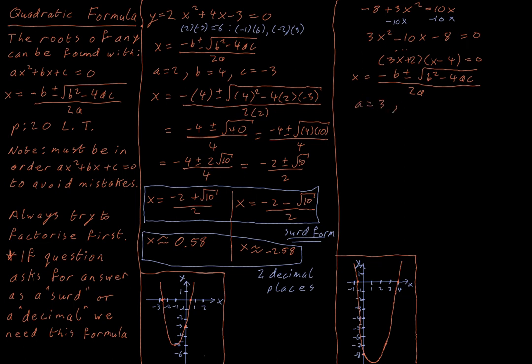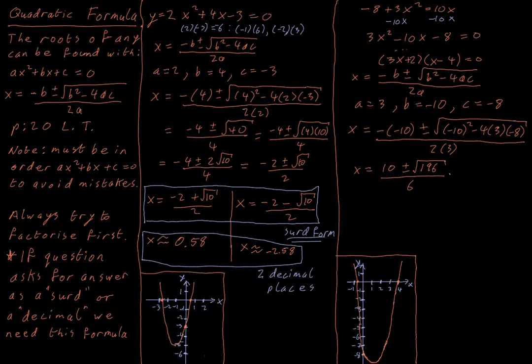A is equal to 3. B is equal to minus 10. So we'd be careful of our signs. It's equal to minus 10. And C is equal to minus 8. And now I'm going to sub in. And as I sub in, I put absolutely everything I'm substituting in, my A, my B, and my C, inside of brackets, so I don't make any mistake. And then I'm going to simplify what's underneath my square root. I put all of this into my calculator.